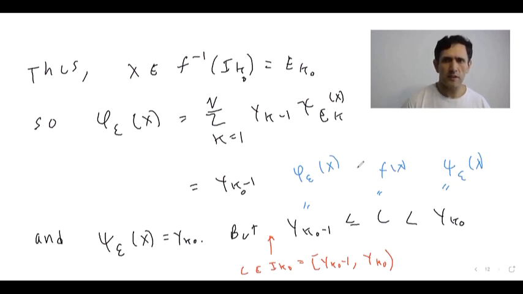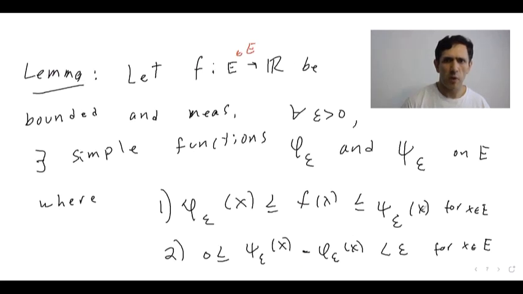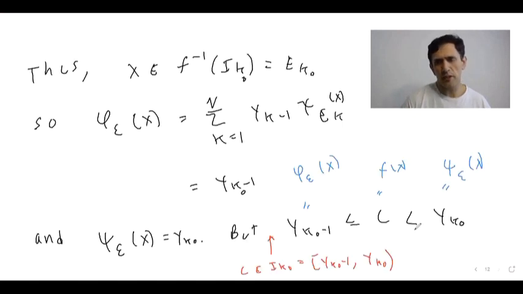So f of x is sandwiched between both of these. This is strictly less than, f of x is strictly less than this, but we don't care at all. We just want less than or equal to. So that takes care of 1.